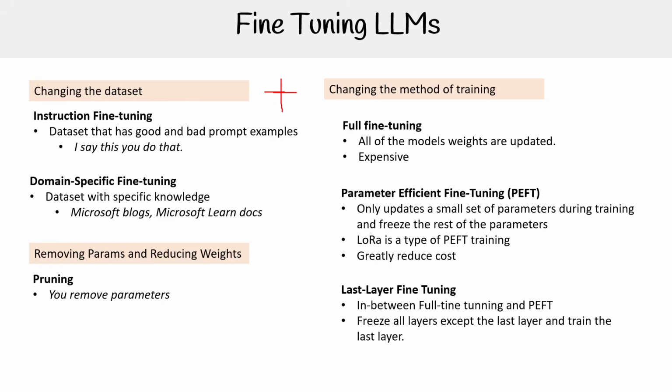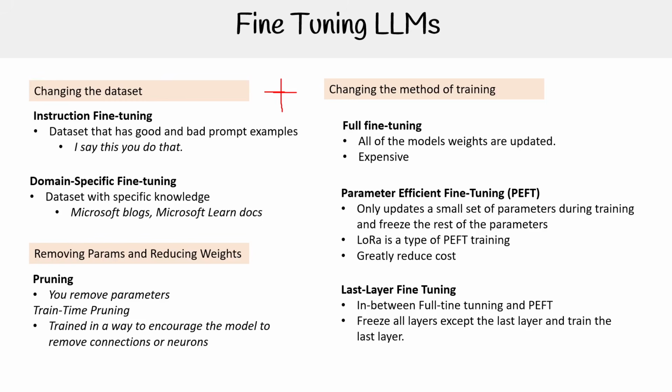And there's two ways we can do this. Train time pruning, where somehow we are encouraging the model to drop or remove connections or neurons during training. Or post-training pruning, which is basically you mangling the model weights file, the file that's outputted. So yeah, a lot of options here, but there you go.